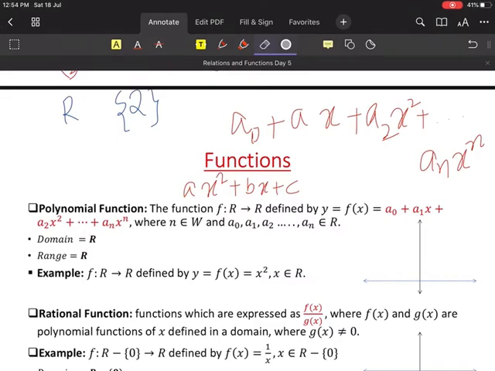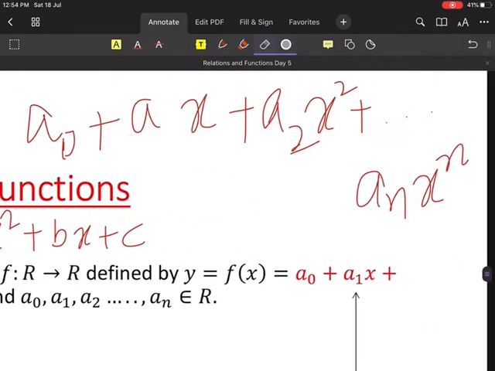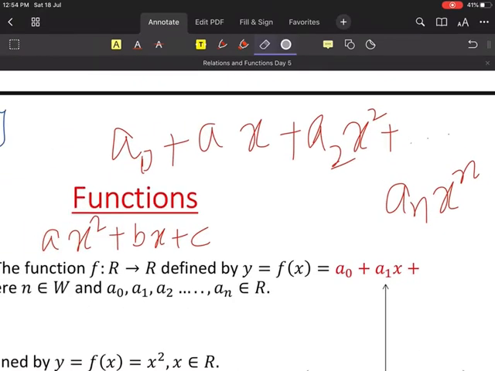Now look here. Polynomial function. A function f from R to R defined by y is equal to f(x). This thing. Now I have an important question. Can anybody tell me the domain of this function? Let's see. Give it a try. What is the domain of this function?